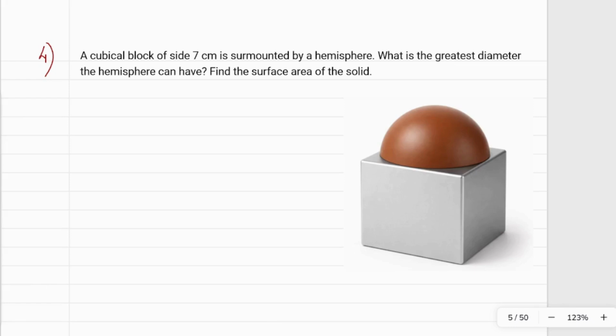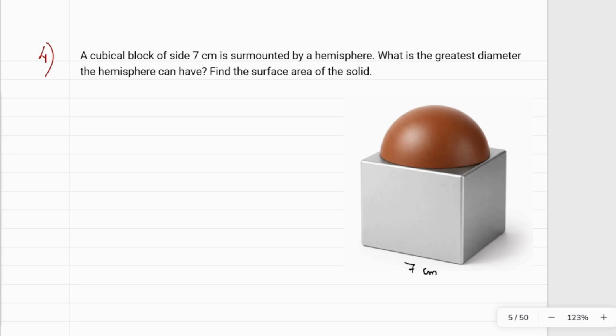So let's do question number 4. A cubical block of 7 centimeter is surmounted by a hemisphere. That means the cube, what is the L of this cube? The cube has a length of 7 centimeter and it is surmounted by a hemisphere. What is the greatest diameter the hemisphere can have?